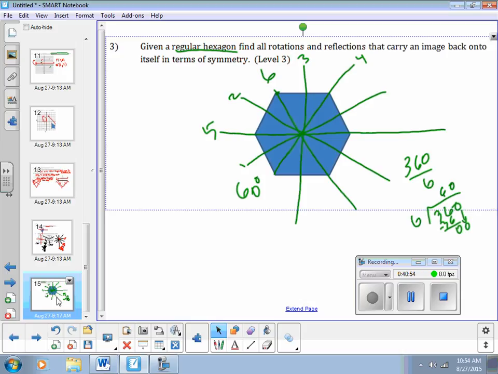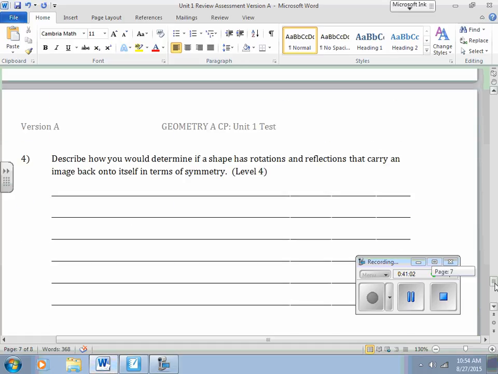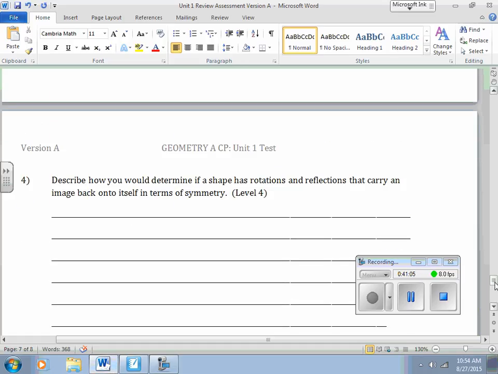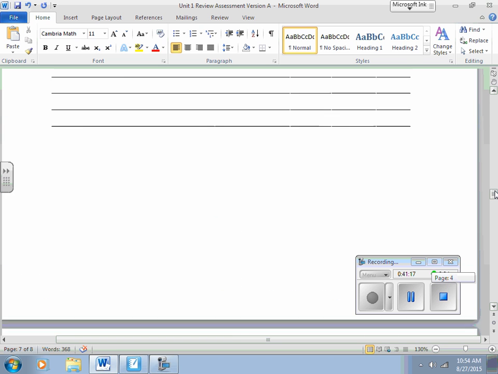Did we finish all of the problems? Oh, there's one on the test. Oh, okay. Describe how you would determine if a shape has rotational and reflection that carry an image back onto itself in terms of symmetry. So I would go back to some of these examples that we wrote up.